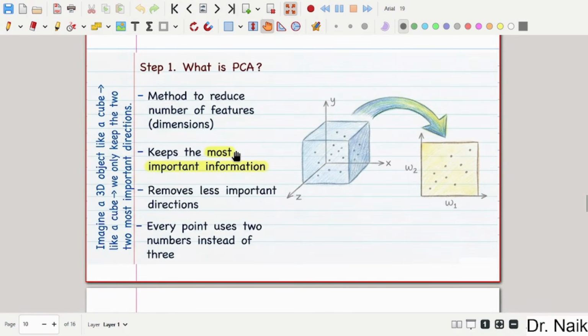What is PCA? PCA is a method to reduce the number of features or dimensions. But while reducing the number of features, it keeps the most important information and removes the less important directions. In our question, every point uses two numbers instead of 3.